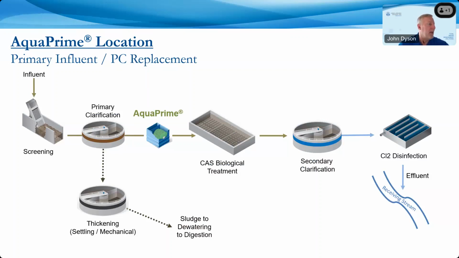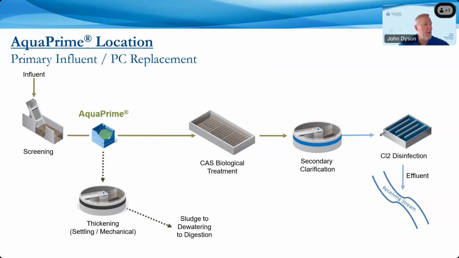And polish off, say, pushing the flows through your primary clarifier. This would further clarify that water, reduce those solids to the secondary process. More classically, what people are thinking about is actually replacing the existing primaries with AquaPrime because of the small footprint to allow for more building of biological basins, those type of things.